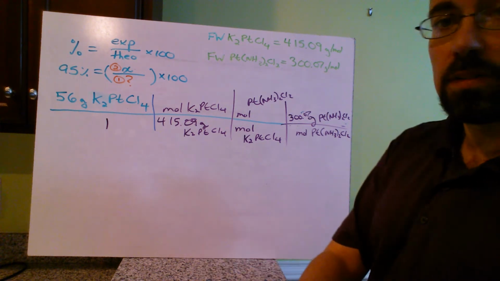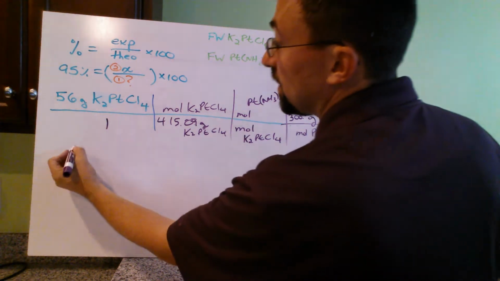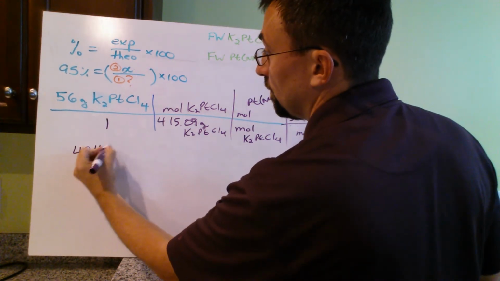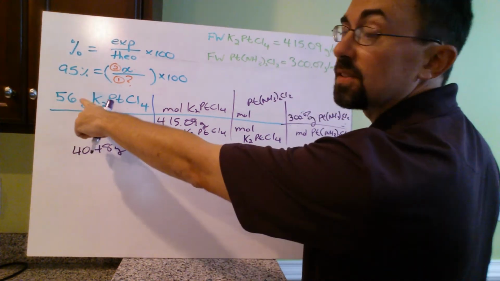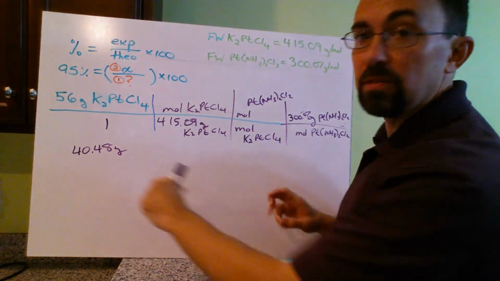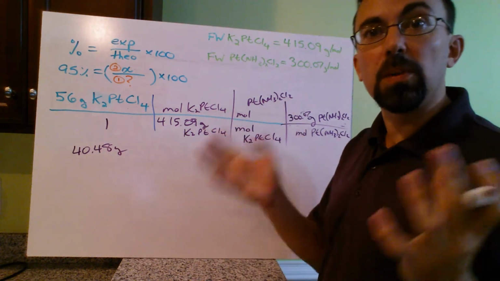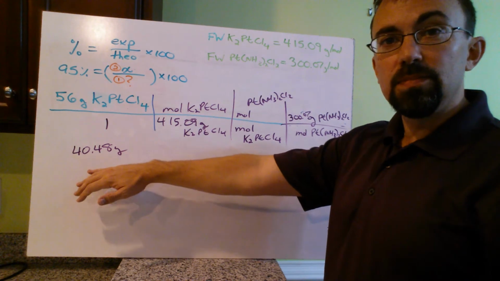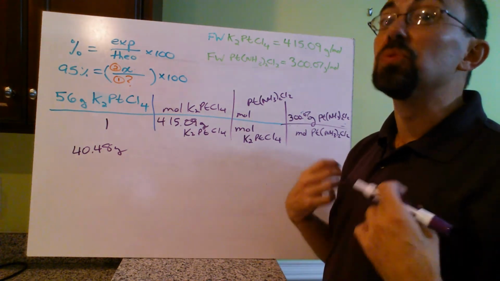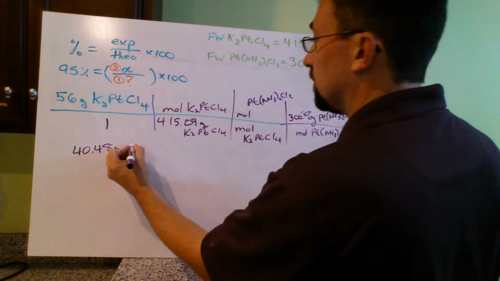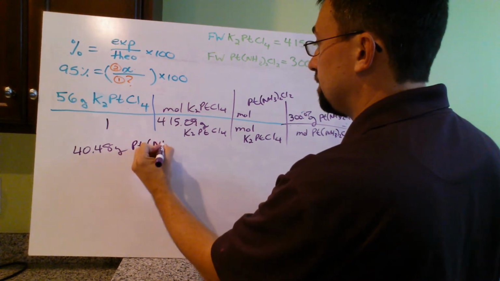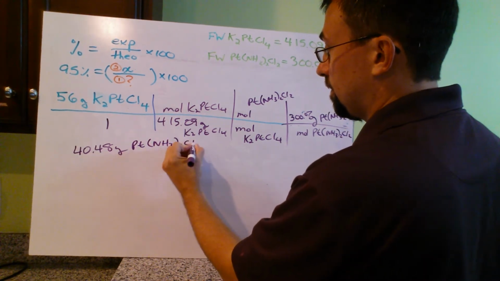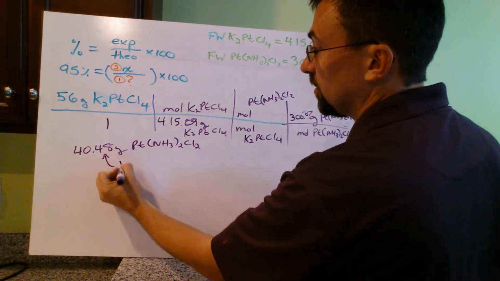And I get 40.48. And we should ask ourselves, is that reasonable? Well, if we start with 56 grams of this and some of it breaks off and we have 40 left, sure, that's reasonable. It's ballpark. Again, when you get an answer, you don't have to know that it's right, but just make sure it's not really wrong. And that's reasonable. So let's run with that. And that's my theoretical yield.